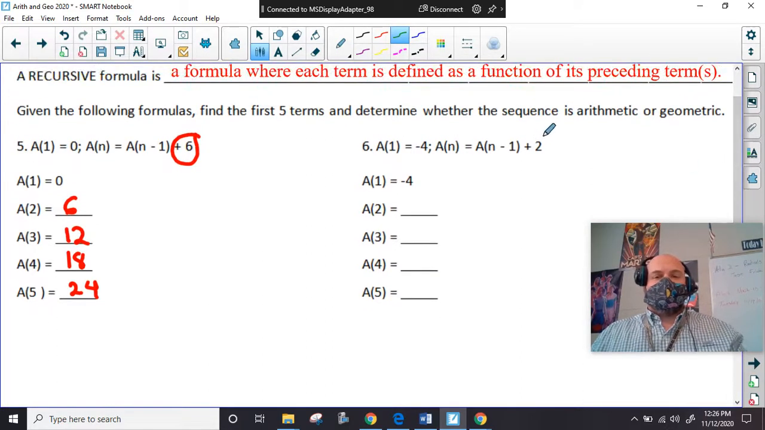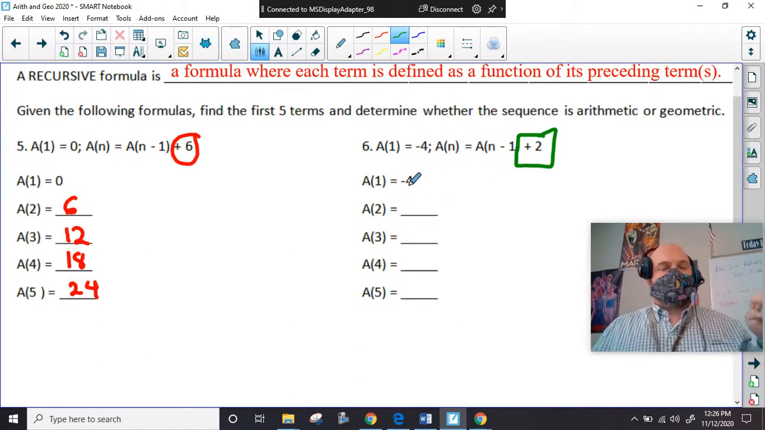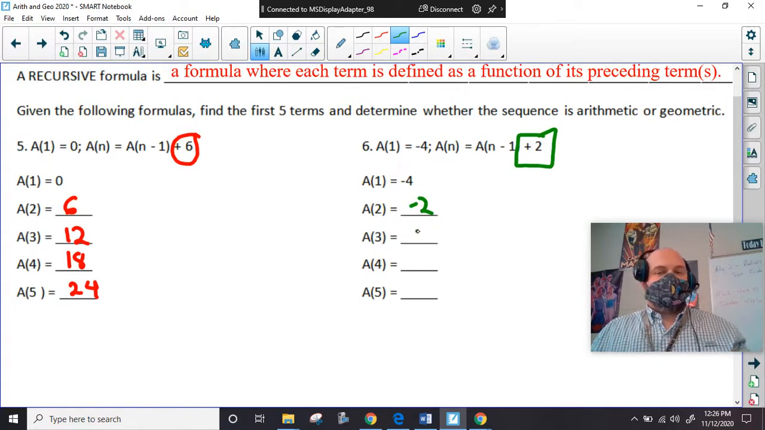All right, this has a plus 2 right here. So this is what we're looking at. All we're going to do is start with -4 and add 2 each time. Well, -4 plus 2 is -2. Add 2 again, 0. Add 2 again, it's 2, and it's 4.